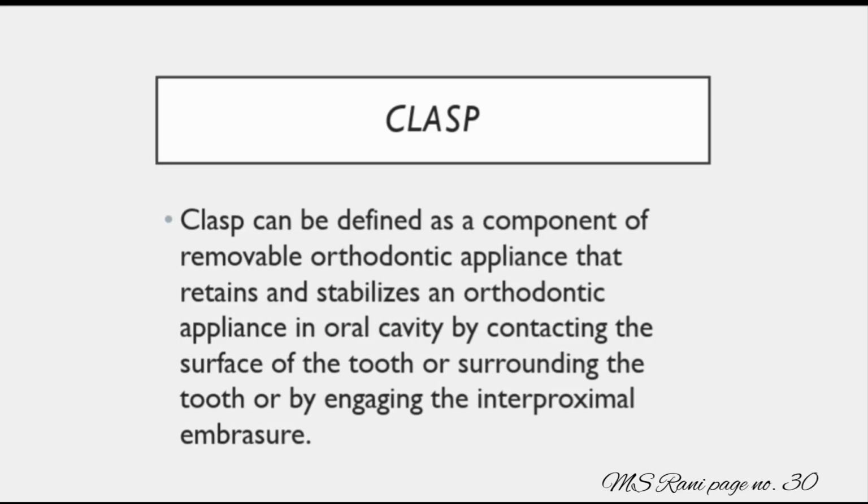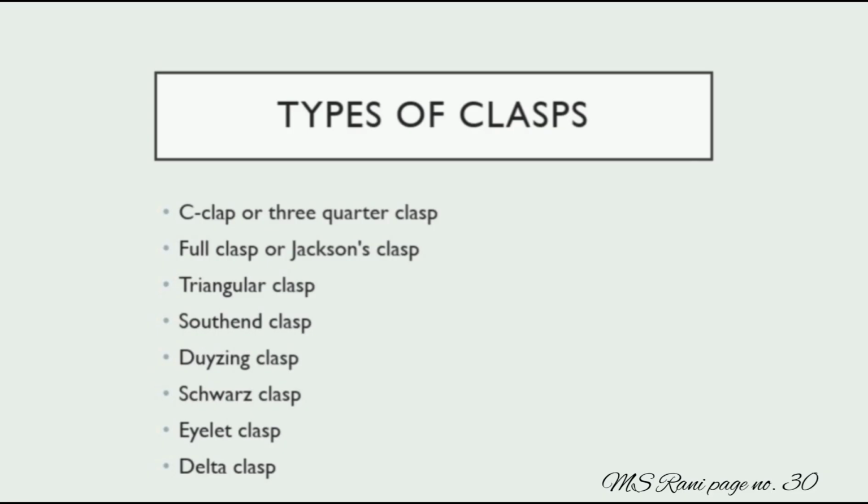Now, what are clasps? A clasp can be defined as a component of a removable orthodontic appliance that retains and stabilizes an orthodontic appliance in the oral cavity by contacting the surface of the tooth or surrounding the tooth or by engaging in the interproximal embrasure.